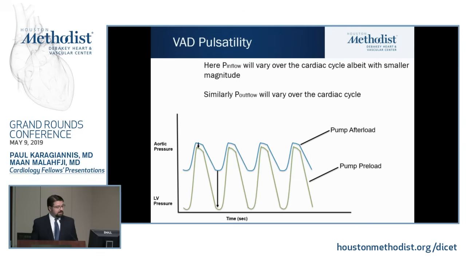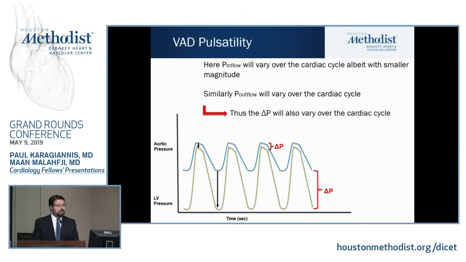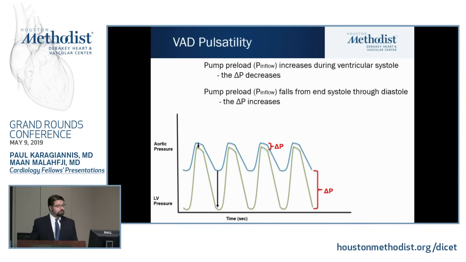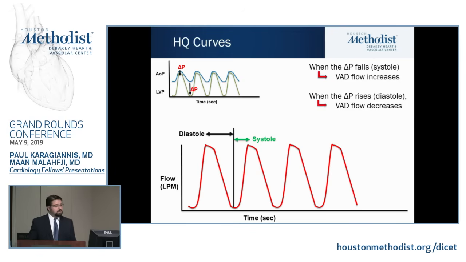And this just highlights that fact. You can see here the delta P, the pressure differential, changes from systole to diastole. And again, the higher the pressure differential, the lower the flow. So this helps bring it all together. We have here a flow waveform on the bottom from the HVAD, and again, it matches what we were talking about. The larger the pressure differential, as occurs during diastole, the lower the flow.